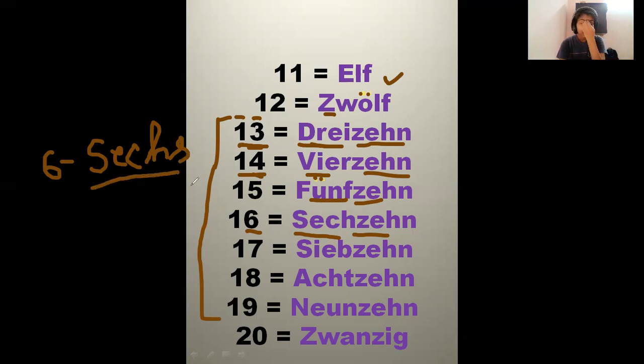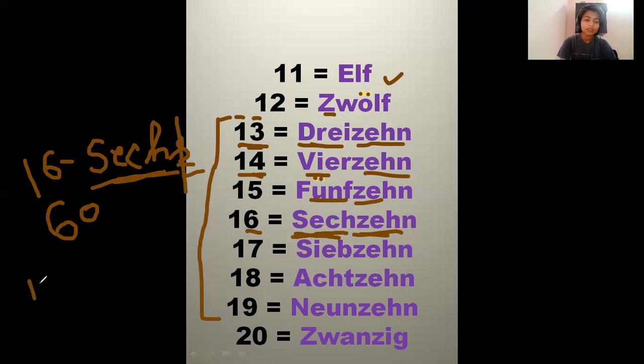But when we are making the number 16 from 6, then this S will not be used. This S will be dropped. Okay, so we are left with sech. Same sech is used over here. Sech plus zehn and not sechs zehn. Okay, the S of sechs is dropped when we are making the number 16. The same will happen when we will make the number 60. There also the S will be dropped. So in 16 and in 60, S from sechs is dropped.